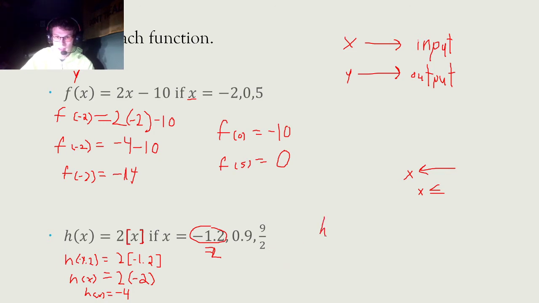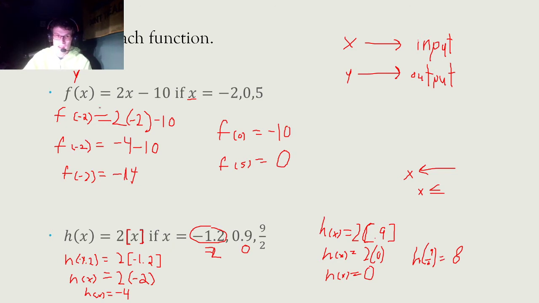All right, let's do another one just to be safe. So h of x, let's substitute in 0.9. My greatest integer of 0.9 is 0, okay? So h of x is equal to 2 times 0, which obviously is 0. All right, so you have -4, 0, and then your third one would end up being 8. So h of 9/2 is equal to 8. So that's what you're doing for those. You're just evaluating the function, okay?